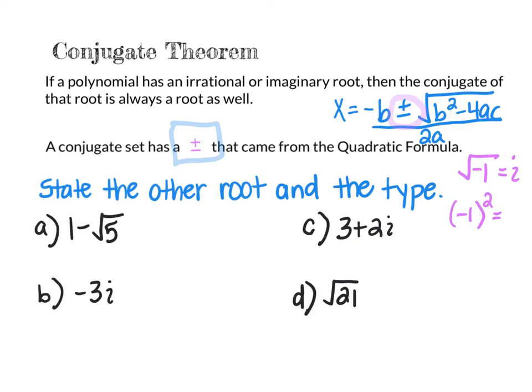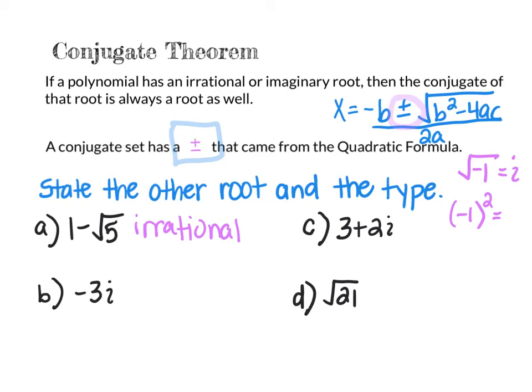So given that, the reason we're talking about the conjugate theorem is we're basically saying that these come in pairs. They come in sets. So I want to state the other root given one root, and then I want you to tell me the type. Looking at A, I have 1 plus the square root of 5. This is going to be an irrational root. I know it's irrational because it's got a square root of 5, and the square root of 5 cannot simplify to be a perfect square. So we know it's irrational.